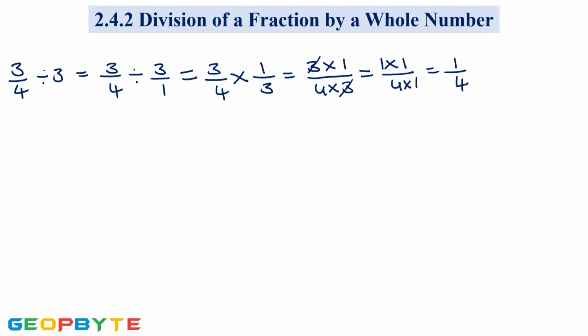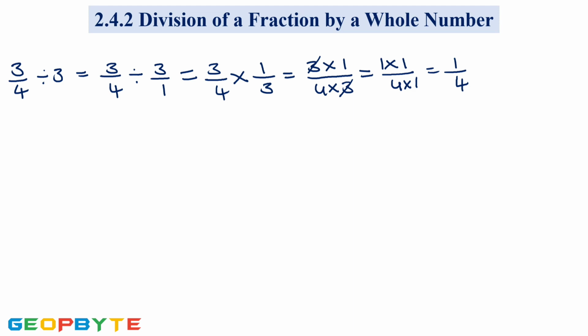So whenever they give a fraction and a whole number and you want to perform division, the first thing is to place 1 in the denominator of the whole number, then we need to perform the reciprocal operation, then perform the multiplication, and then we will get the result.